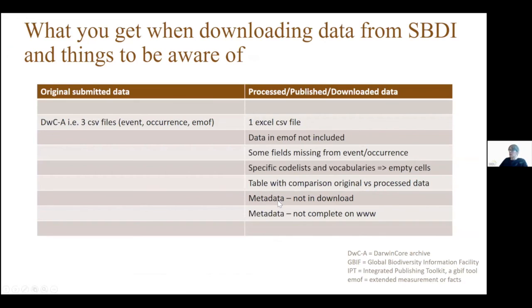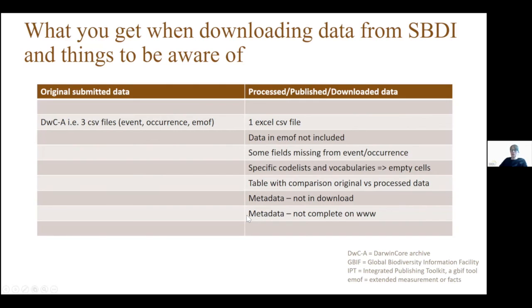And lastly, just a couple of words about metadata. When you download the data from SBDI, or the recommended route on GBIF, you don't actually get any metadata in the download. If you choose a source archive, you do.